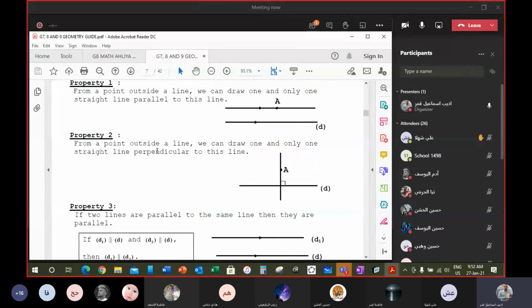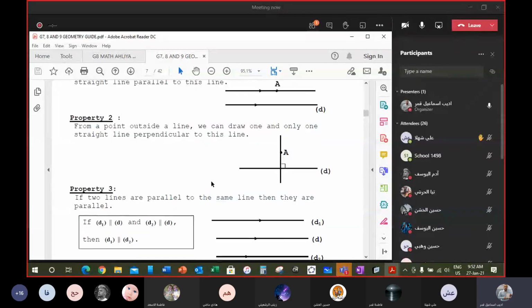Property 2, from a point outside a line, we can draw one and only one straight line perpendicular to this line. We have a line D and a point A outside line D. Through this point A, we can draw one and only one perpendicular to D.